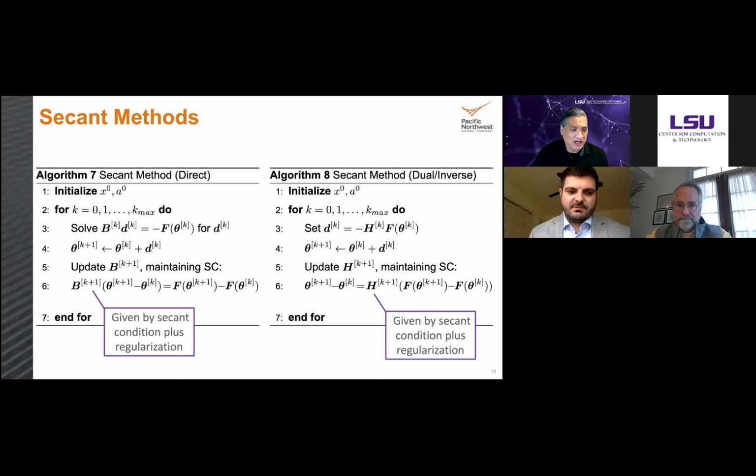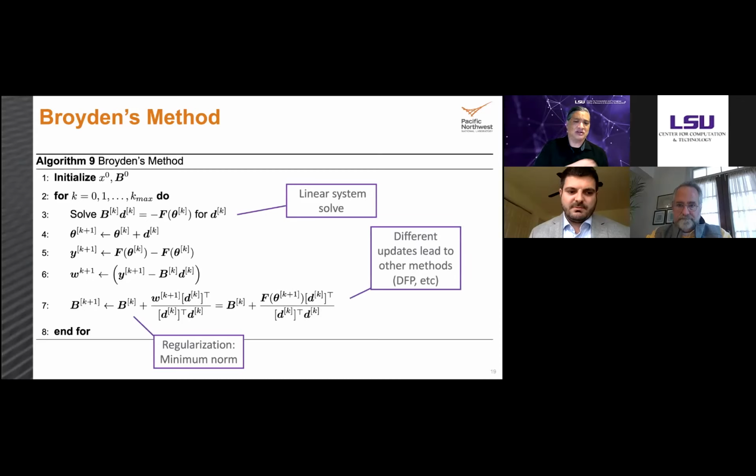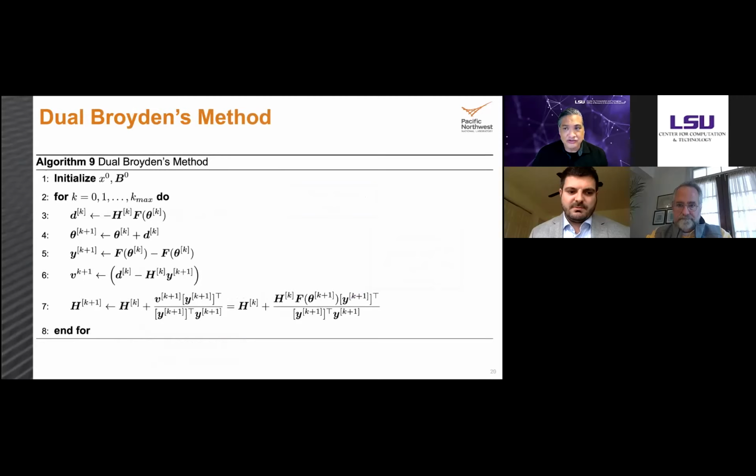And usually that's done by using the secant condition and then adding some regularization to determine what B needs to be. So in Broyden's method, for instance, we apply regularization so that we compute the B that has minimum Frobenius norm. And again, that has a linear system solve. We can apply different types of regularization, and these will give us different updates at this step. And this gives us other methods like Davidon-Fletcher-Powell and SR1 and Broyden symmetrized Powell, or Powell symmetrized Broyden, and so forth. Similarly, for the dual methods, we have an update step, and again, different regularization gives us different methods. But the important thing to note again is that there's not a linear system solve. So this becomes a very cheap method in some sense, because we're just doing this matrix by vector product.